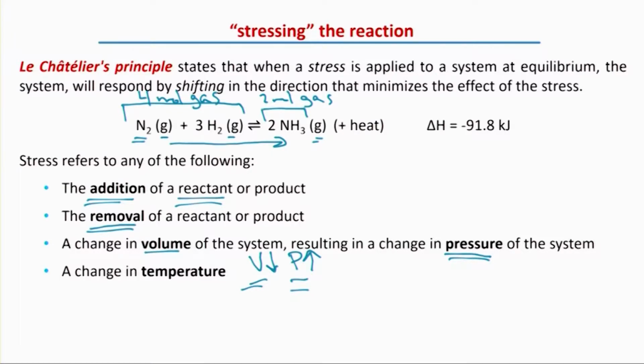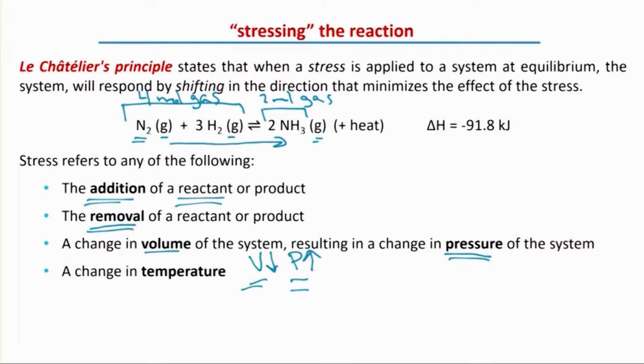You should be able to see that since there's only 2 moles on the product side, if we shifted to make more product, now you'll have more moles of NH3, less moles of the other ones. You will then thereby have decreased that pressure change.